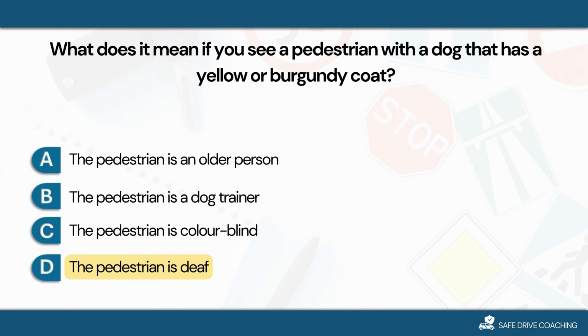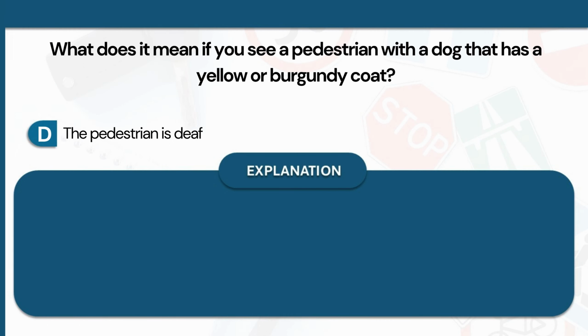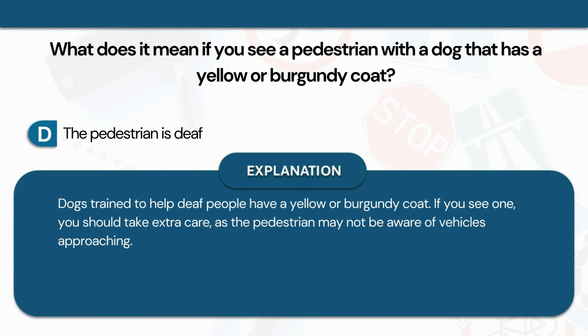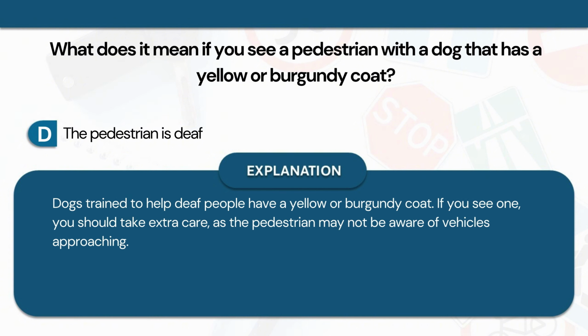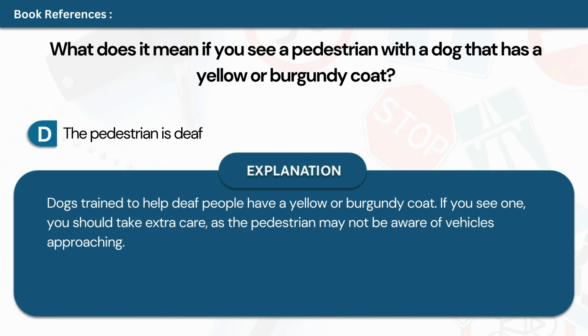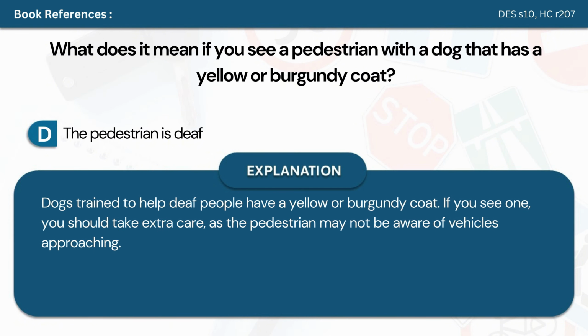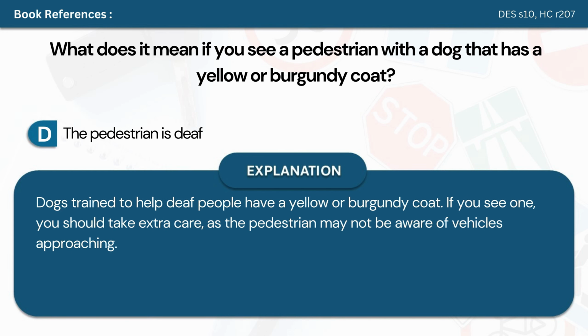The correct answer is D. The pedestrian is deaf. Dogs trained to help deaf people have a yellow or burgundy coat. If you see one, you should take extra care, as the pedestrian may not be aware of vehicles approaching.